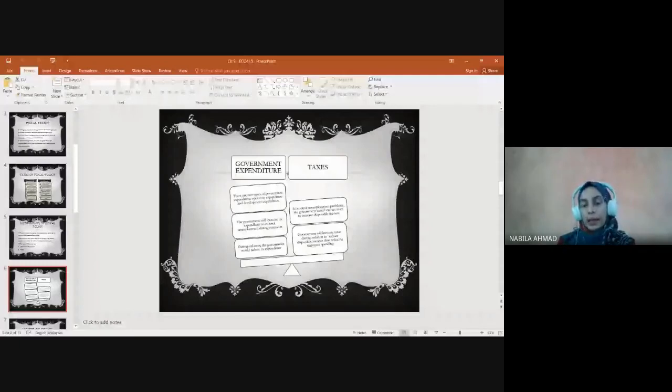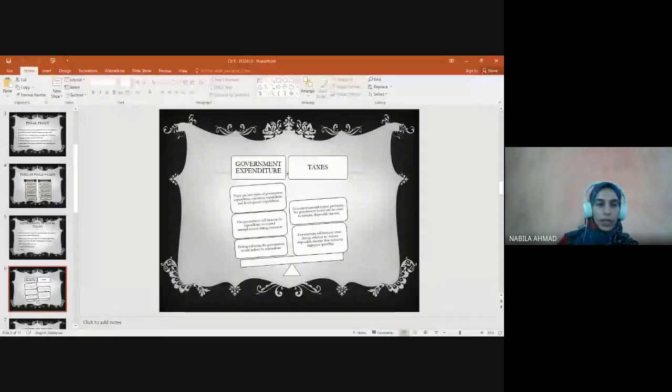So government akan buat apa kalau masalah yang berlaku adalah unemployment atau recession, government akan kurangkan tax. Tapi bila berlaku inflation, government akan increase the tax. Okay, so that is fiscal policy. Okay, what is monetary policy?